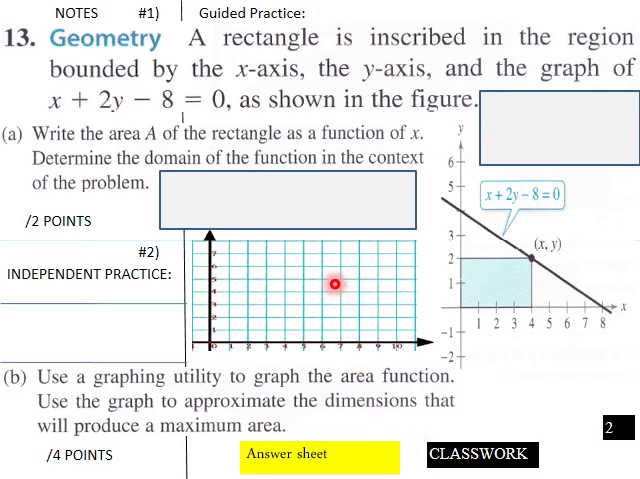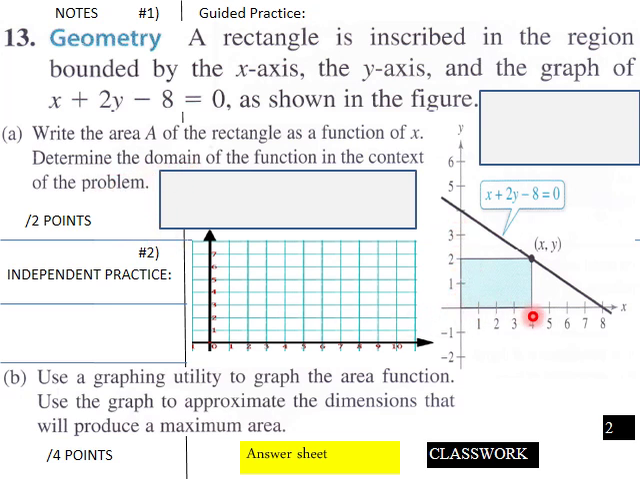So let's try a problem here. We have a word problem: a rectangle is inscribed in a region bounded by the x-axis. So here's your x-axis, and the y-axis over here, and the graph of x plus 2y minus 8 equals 0, as shown in this figure. So here's your line there. Write the area A of the rectangle as a function of x, and then determine the domain of the function in the context of the problem.